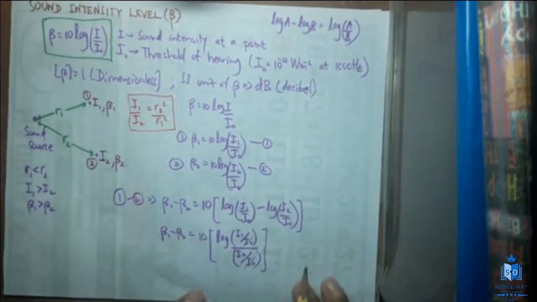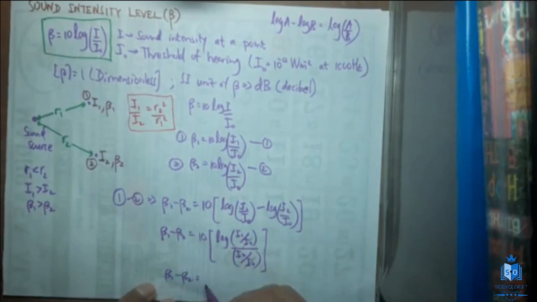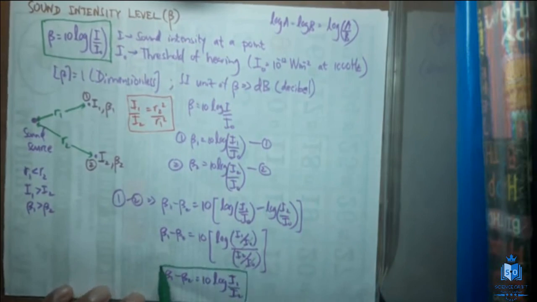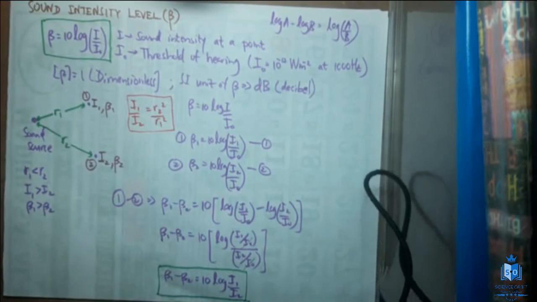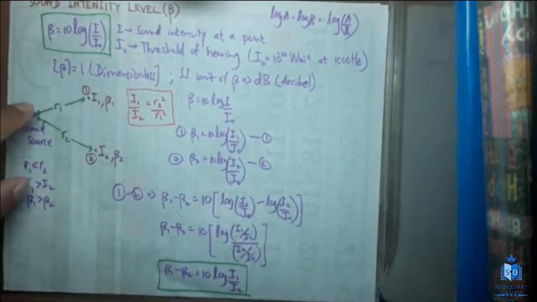And finally, you will arrive at this very important equation, which we will be using quite frequently under this chapter: beta 1 minus beta 2 equals 10 log I1 over I2. That is the equation we're going to get, which is the most important equation when it comes to MCQ questions. Very frequently used. You have to be absolutely sure about this. Okay, when you compare between 2 points.